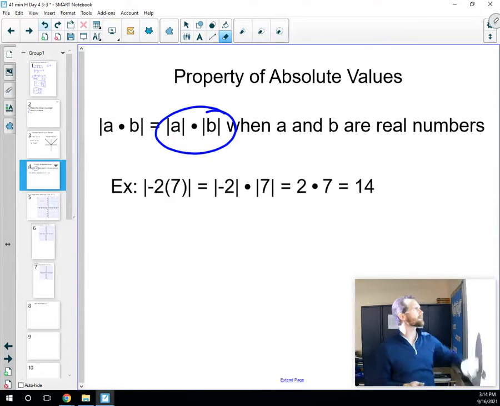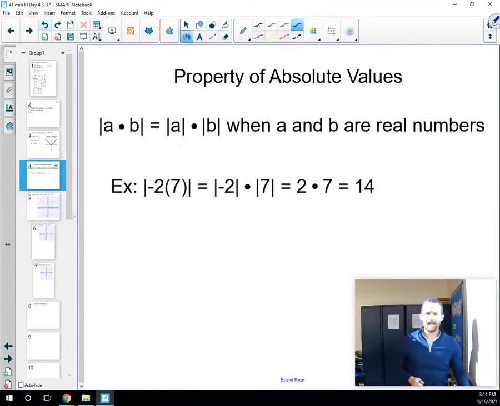Basically that's what we're doing. We're splitting them up into two separate absolute values and then multiplying. Now, we can only do this with multiplication or division. We cannot do this with addition or subtraction. If you try and use this rule with addition or subtraction, you're going to be wrong.